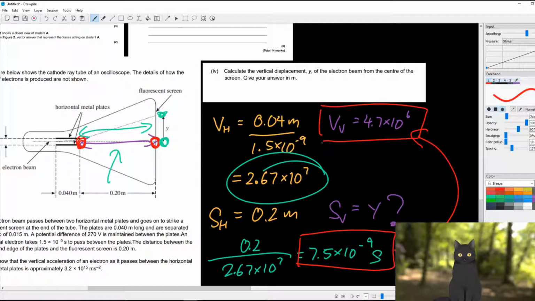So basically, find the time for it to travel that 0.2 portion, which will be the same time it travels vertically. Else you can use the ratio. The ratio basically says that the distance it travels vertically and horizontally will be in the same ratio as the speeds. Okay, that's how you solve question 4. That makes sense. Okay, next part.